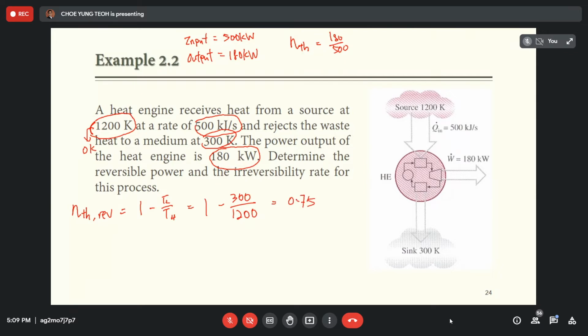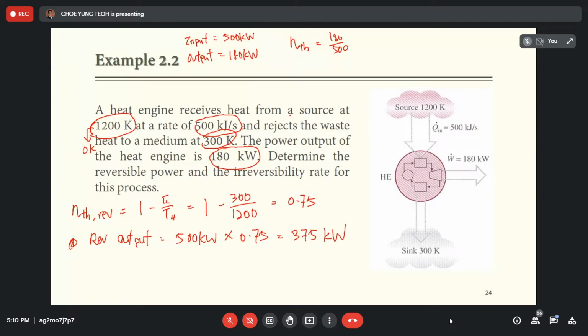And based on these, we can calculate what is the maximum possible output. Out of 500 kilowatt, only 75% can be converted to useful work, to actual output. Sorry, maximum possible output. Okay, so we can get reversible output equal to 500 kilowatt multiplied with 0.75. And this we also call the maximum possible output. So I get 375 kilowatt.